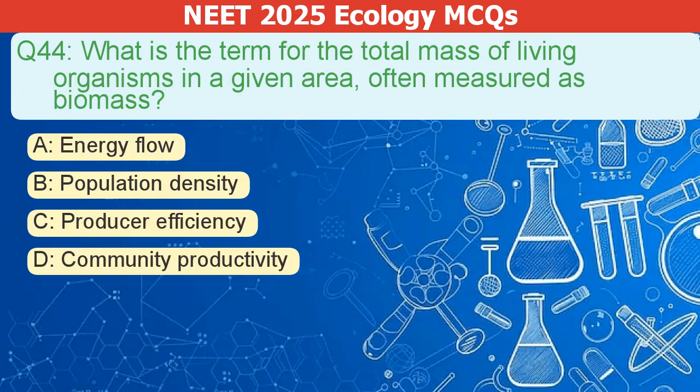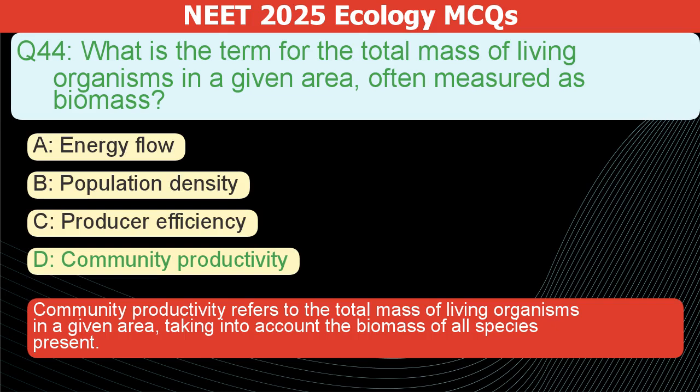What's the term for the total mass of living things in a specific area, often measured as biomass? A. Energy flow. B. Population density. C. Producer efficiency. D. Community productivity. The correct answer is D. Community productivity refers to the total mass of living organisms in a given area, taking into account the biomass of all species present.